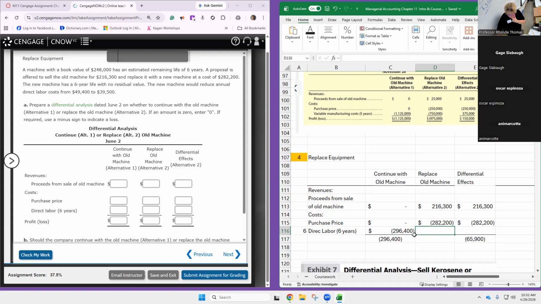So the 237 is actually 39,500. Sorry, 39,500. I put the wrong number in. 39,500 times 6. Okay, that's going to save us 6 years of direct labor, and that needs to go in as a negative because it's a cost. There, that's better.